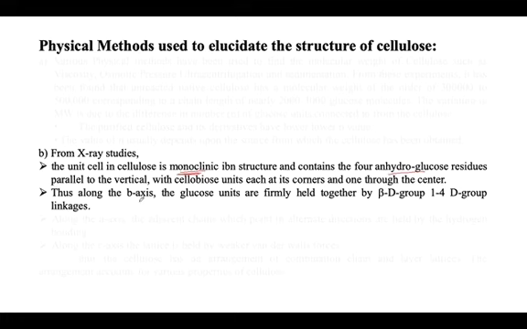Along the B axis, it has been found that the glucose units are firmly held together by beta-D linkages. That means X-ray shows that the 1,4 linkage is beta in nature, beta-D linkages. The beta linkage has been confirmed by the formation of cellobiose, and also from acetolysis, and it has also been confirmed by the X-ray studies.